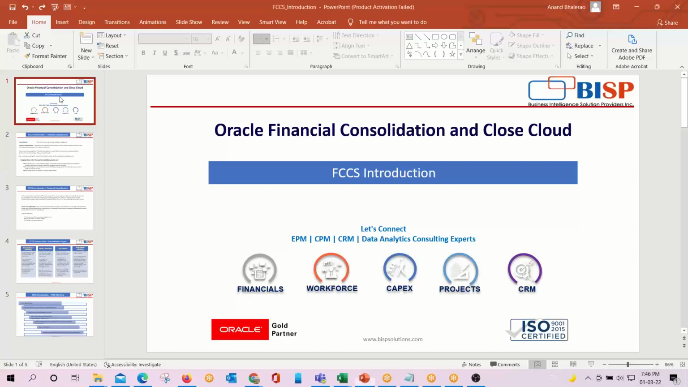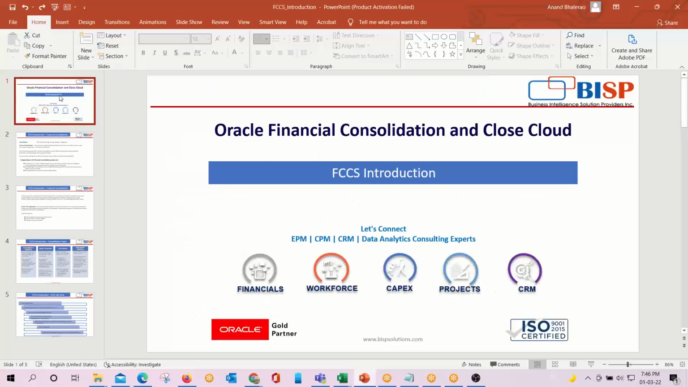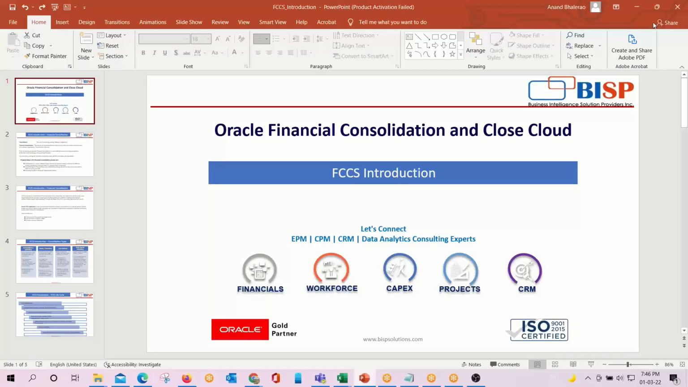So that's all for today. In our next session, we will learn how we can create this application, how this application is created, and how the dimensions and other aspects of this application work. Thank you.